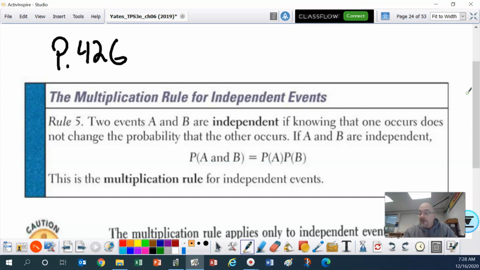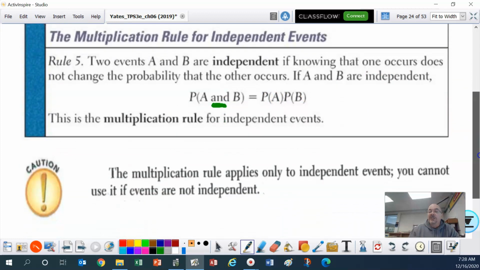The 5th rule is the multiplication rule. 2 events A and B are independent if knowing that one occurs does not change the probability that the other occurs. If A and B are independent, which is very, very important, then you can multiply those together. Notice we have the word and in the middle. The probability of A and B is the probability of A times the probability of B. That's the multiplication rule for independence.